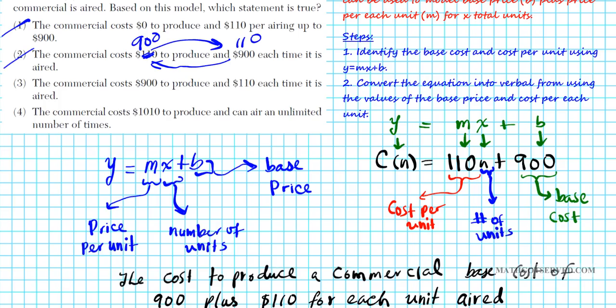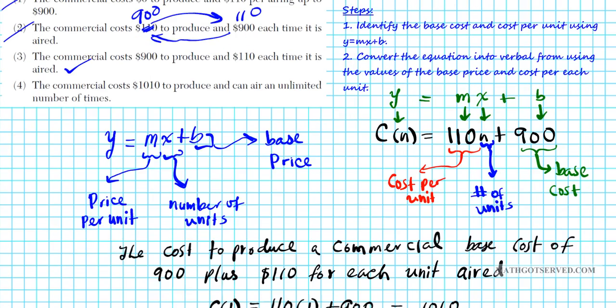So what does that mean? Option 2 is wrong. Number 3, the commercial costs 900 to produce and 110 each time it is aired. Exactly. This is what we want. Okay, let's look at our model again. Because to produce a commercial, you have a base cost of $900 plus 110 for each unit aired.